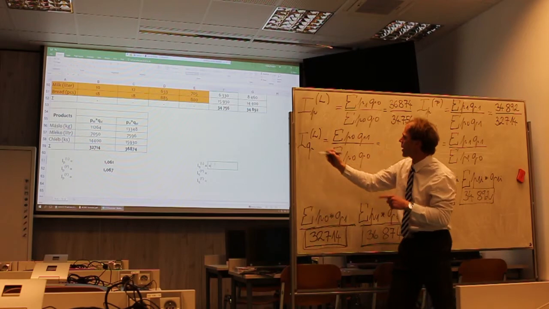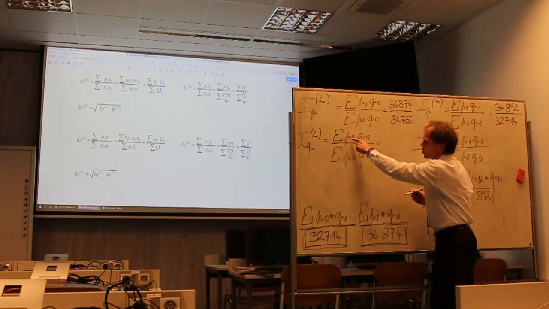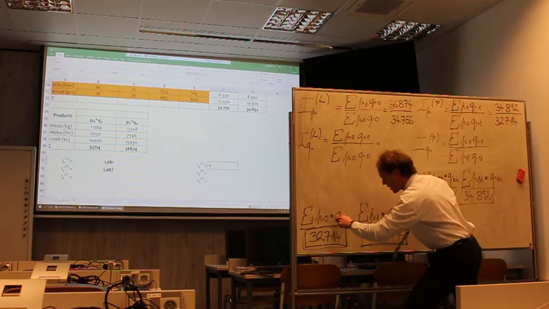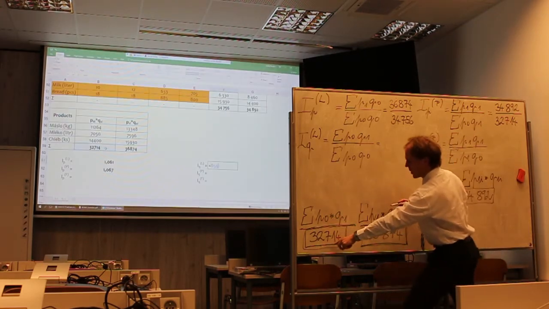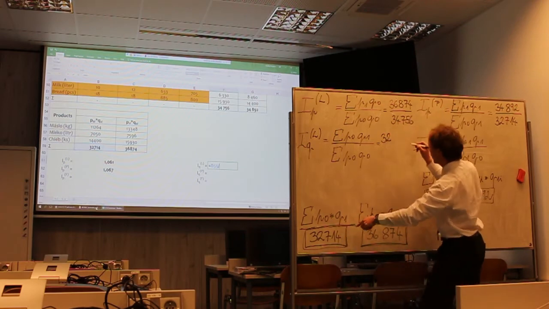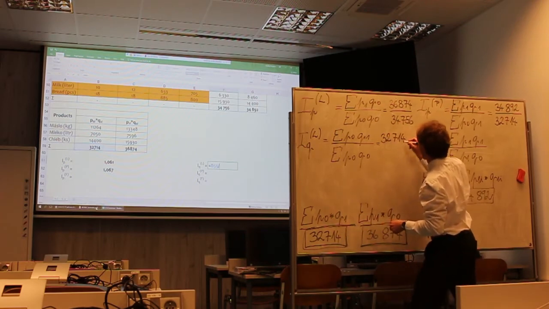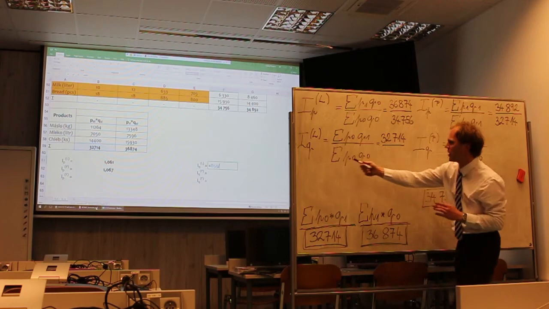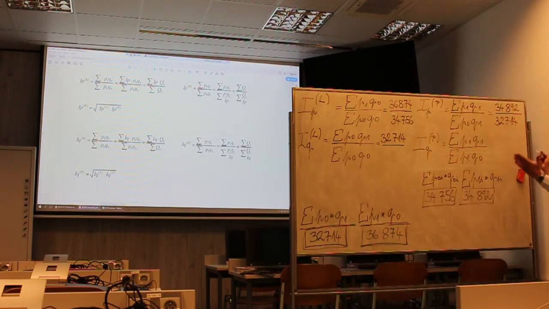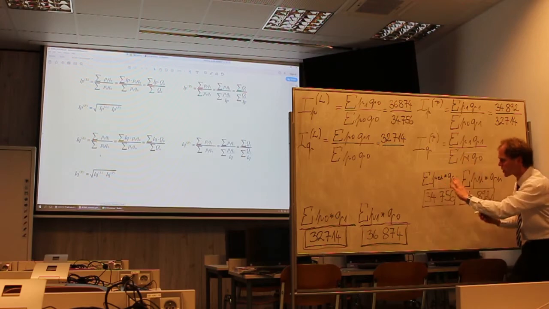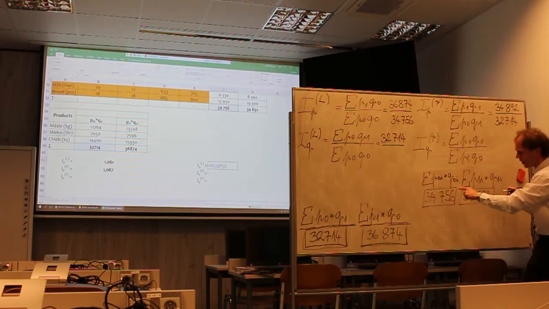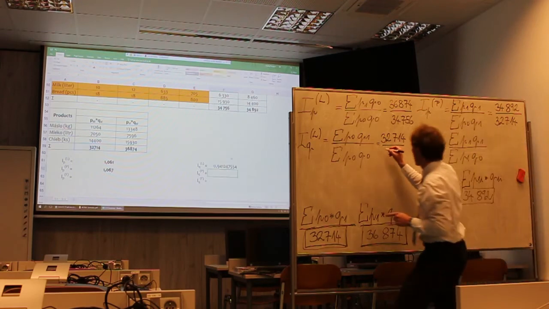Laspeyres quantity index: summation P0 Q1. Where is P0 Q1? There is P0 Q1, 32,714, and this will be divided by summation of P0 Q0, where I have revenues for year 2000. Here, 34,756.